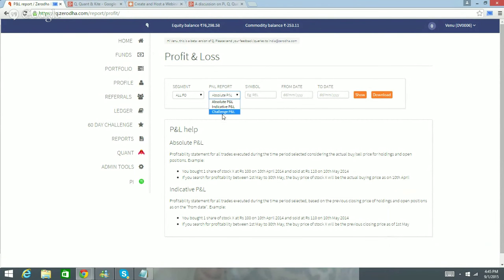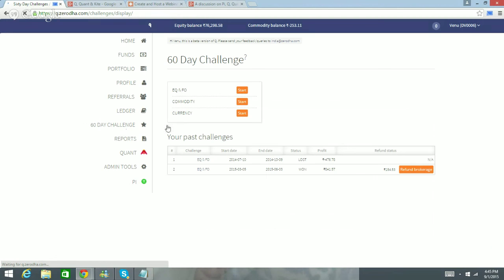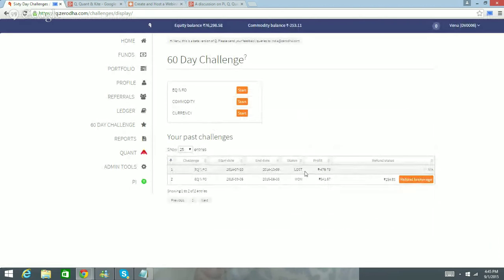And then we have the challenge P&L, which is what you will basically see on the 60-day challenge page, right? So when you click on 60-day challenge, as you guys know, any person can come and start a 60-day challenge here, and then the counter starts with the number of days left. Let me just click on start here.